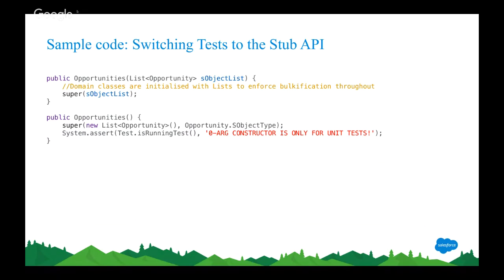So the way we have gotten around this to start using this to test is we just create a new public zero argument constructor, and we call into the previous constructor, and we then assert that it's running the test. If it's not running your test, then you fail. Your code won't actually work. So this prevents developers from using this new zero argument constructor and accidentally running code that they shouldn't in an actual production environment.